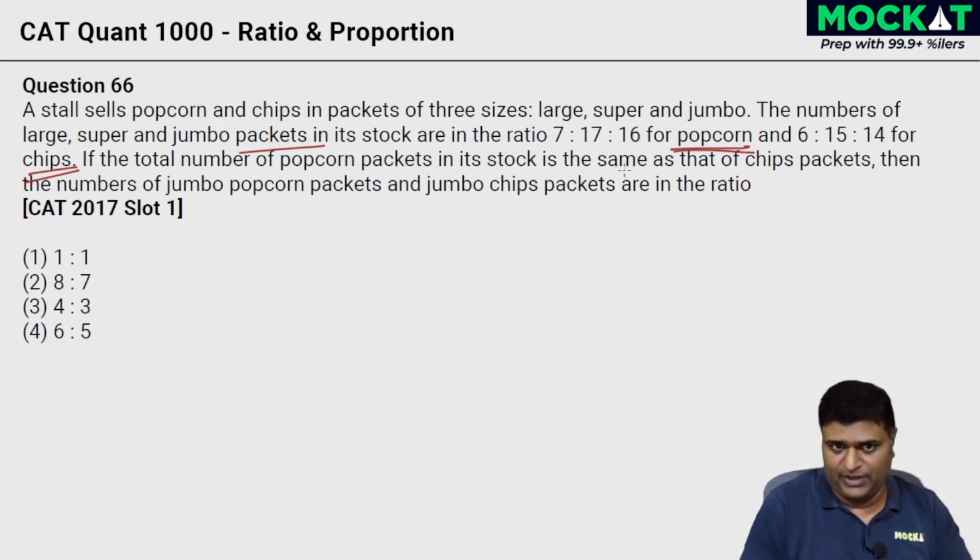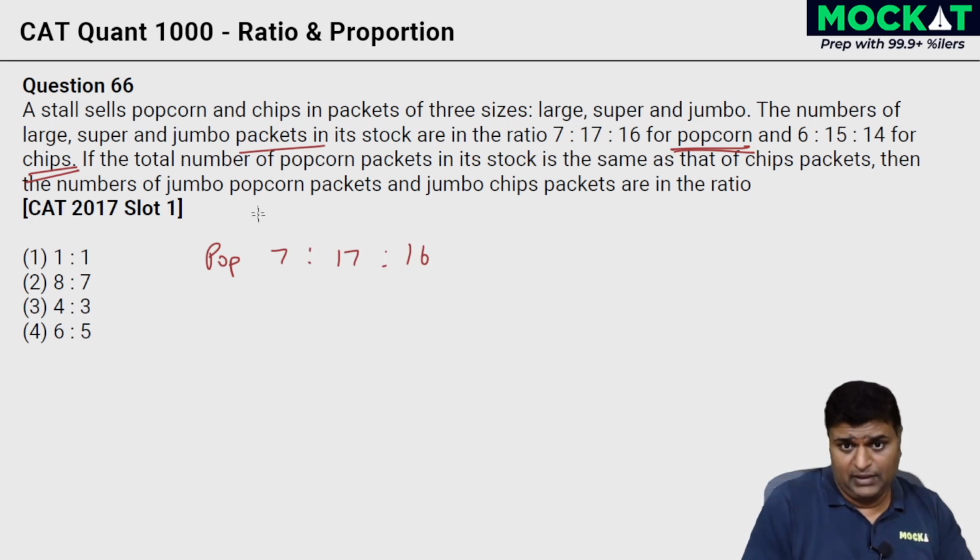Two ratios are given over here. If the total number of popcorn packets in its stock is the same as that of chips packets, the totals are the same, then the number of jumbo popcorn packets and jumbo chips packets are in the ratio of what? Just carefully listen to this, and this is the best way to go about a question like this. So write down popcorn over here and write down 7:17:16, and these are for L, S, and J.